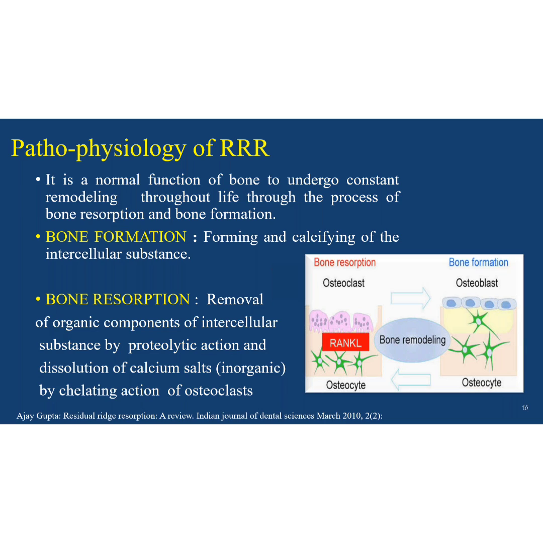RANKL is a membrane-bound tumor necrosis factor expressed by osteoblasts or stromal cells. Now, receptor activator of nuclear factor kappa B ligand is the full form of RANKL. When RANK binds to RANKL on the osteoclastic precursor, there is activation of the osteoclastic pathway. Therefore, the presence of RANKL is very important to start the osteoclastic pathway.